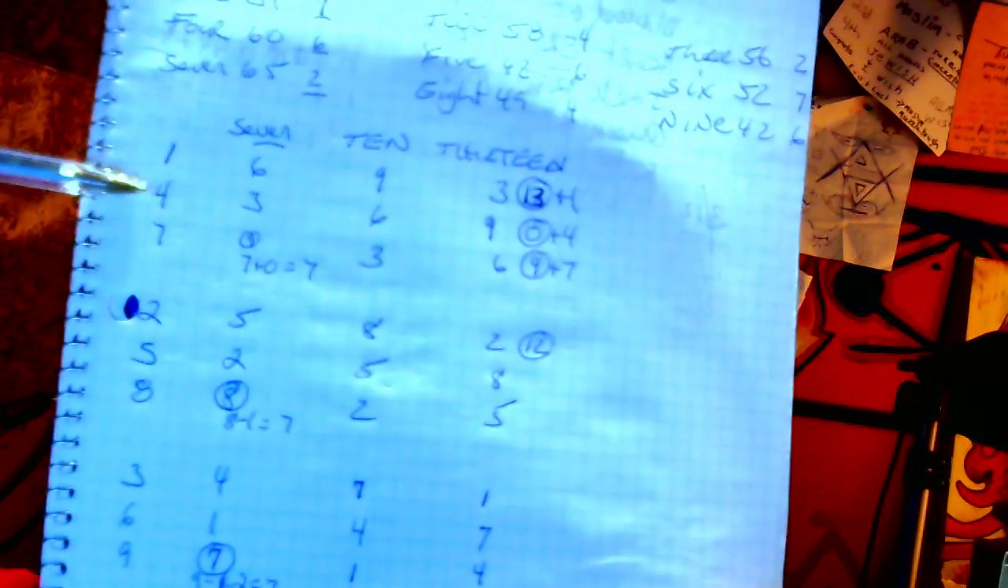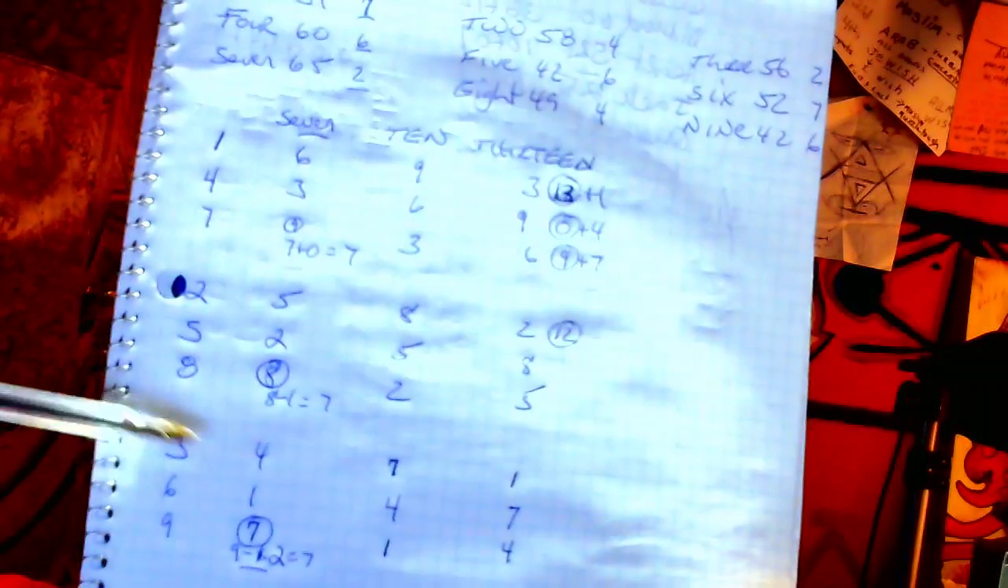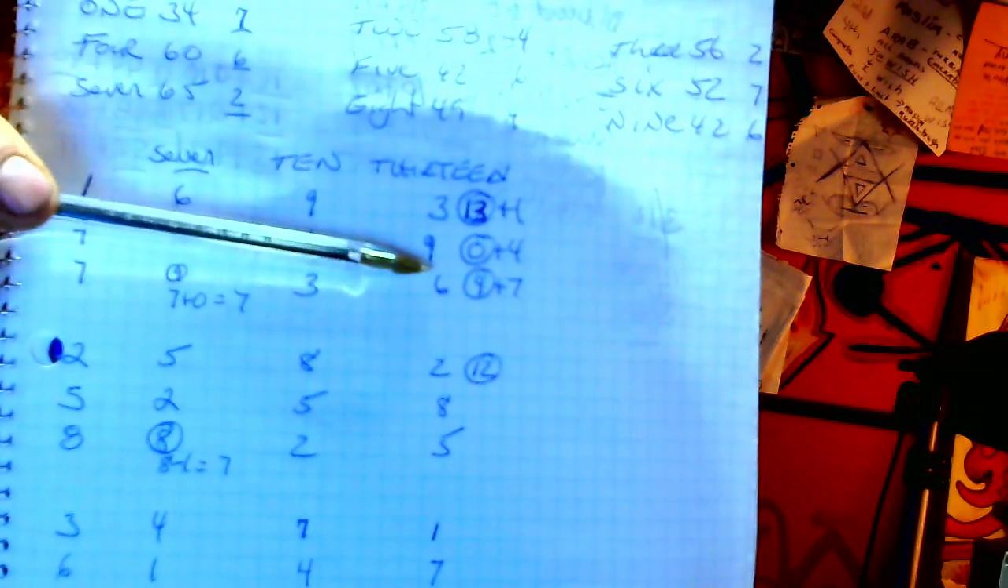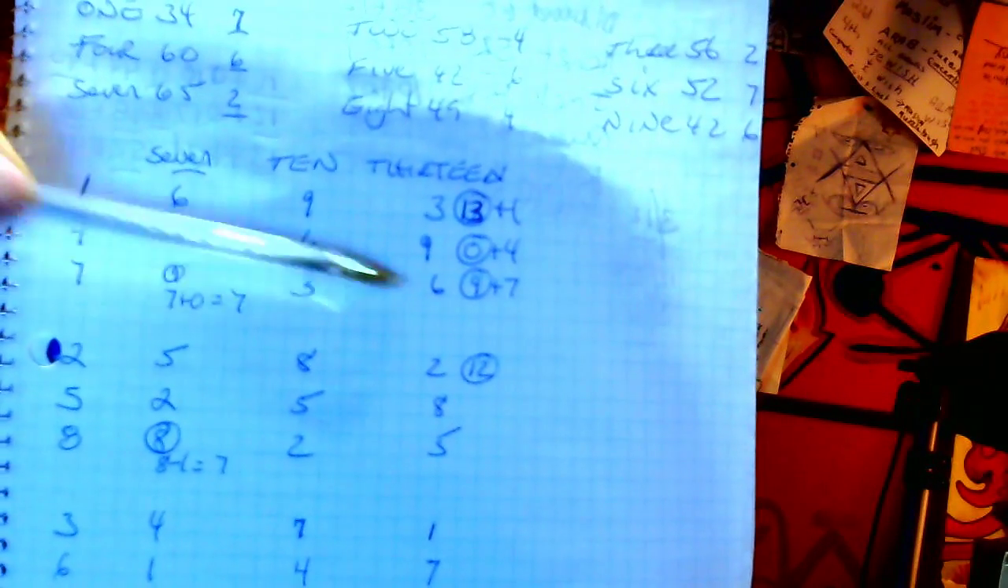Okay? Now, 2 and 8 is 10, 5 and 5 is 10, 8 and 2 is 10, 3 and 7, 6 and 4, 9 and 1. 13 group. 1 and 3, 4 and 9, 7 and 6 is 13.